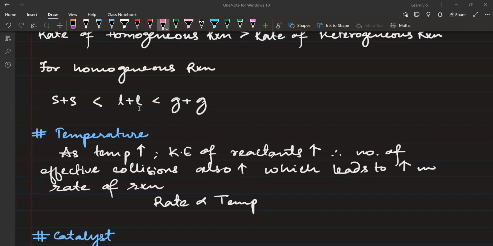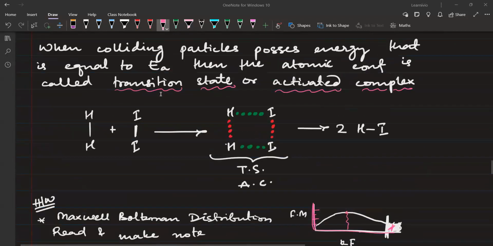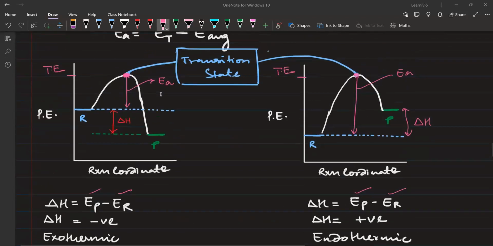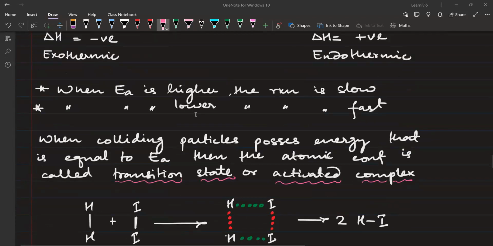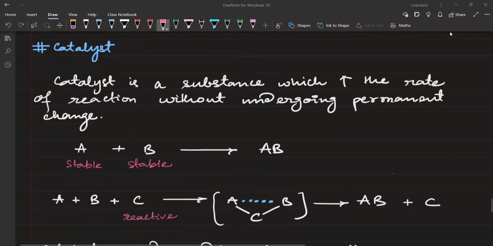Now, what is the exact formula for this? We will be studying it in the Arrhenius equation. Next is catalyst. Now, what is a catalyst? A catalyst is something that changes the pathway of the reaction. When it changes the pathway, it chooses a pathway which has lower activation energy. And when the activation energy is lower, the rate of reaction is faster. That is why a catalyst is a substance which increases the rate of reaction without undergoing permanent change.